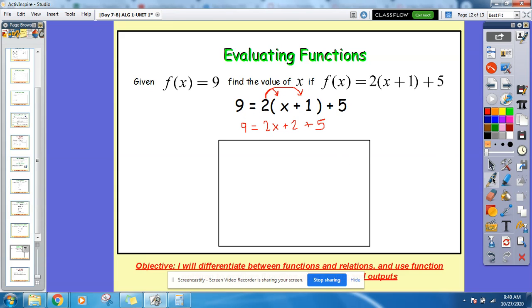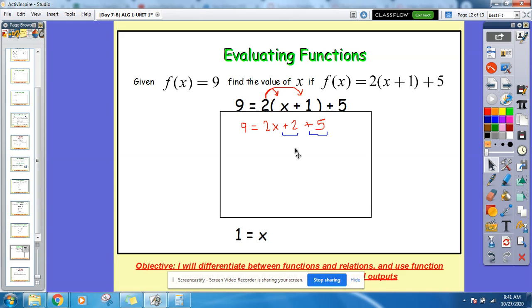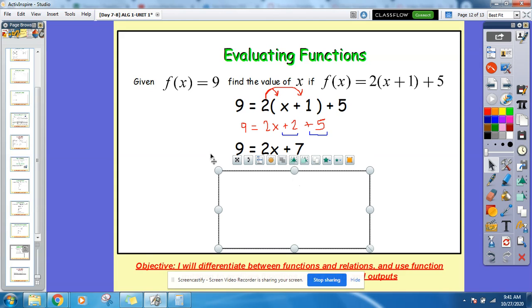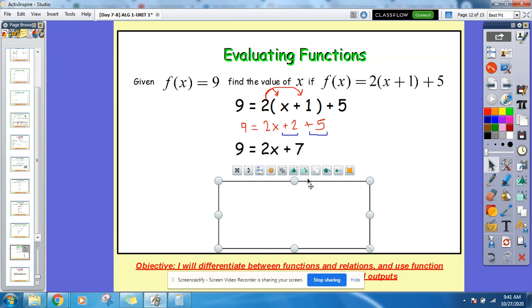Now from there, you can combine some like terms here and simplify. So we have positive 2 and positive 5. Those are like terms, so we just want to combine them. So 2 plus 5 I know is 7 right there, right? So 7, and everything else just comes down. We bring down the 2x, we bring down the 9. And then from there, we can just solve it like a two-step equation.